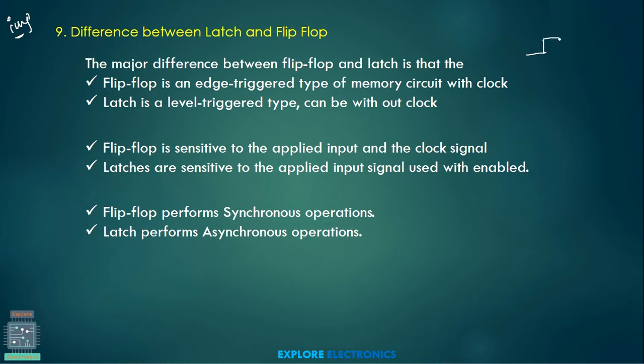Suppose you have a clock like this. If you provide this clock to the latch as well as a flip-flop, the output of a flip-flop is going to change only at the positive edges or at the negative edges. But a latch is going to change its output whether it is operating with a positive level or a negative level. That is the major difference with respect to the clock signal. We can also say sometimes a flip-flop must have a clock signal and a latch may not have a clock signal at all.